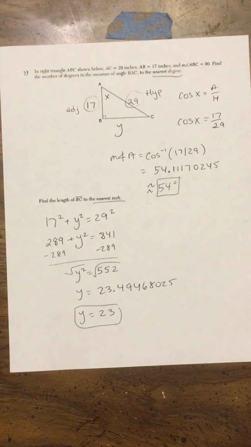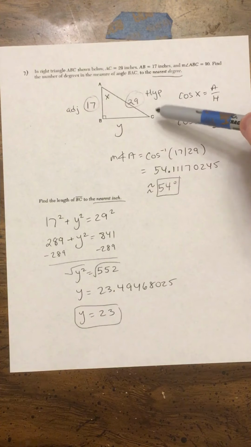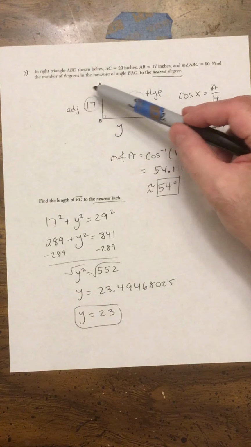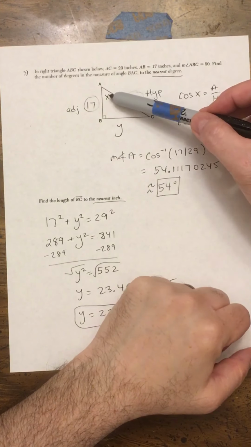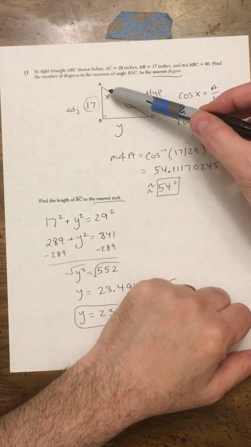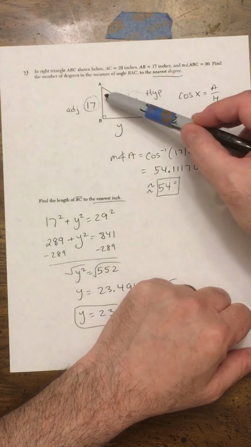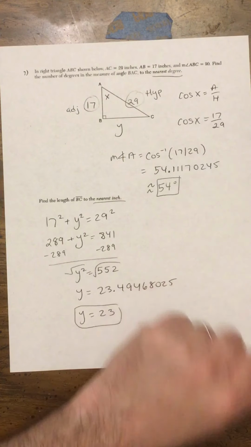Okay, last page. This is also a two-part problem. In right triangle ABC, AC is 29, AB is 17, and this is your 90-degree angle. Find the number of degrees in the measure of angle BAC, this angle right here. So again, this is another case where we're going to be using the inverse function, the second function, because we're looking for an angle. We know this is going to be cosine again, adjacent over hypotenuse. So cosine of x, the angle, is equal to 17 over 29. Second cos, which is the inverse, you put 17 over 29, it rounds to 54 degrees.